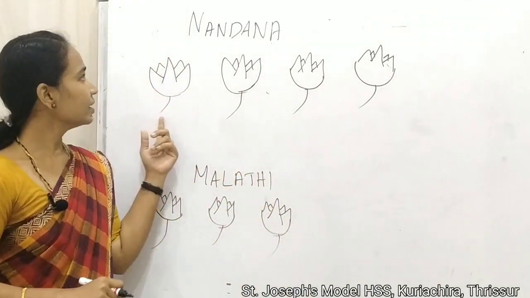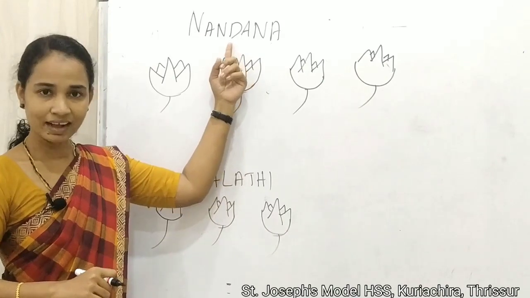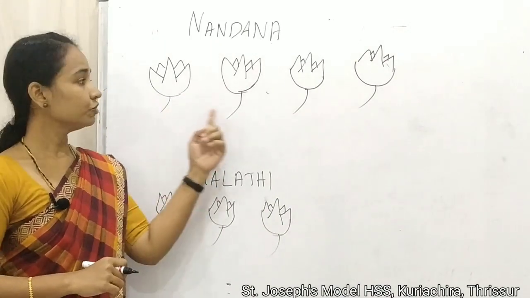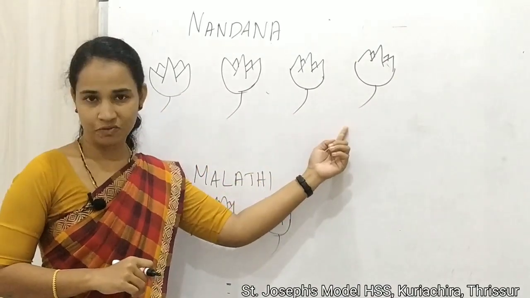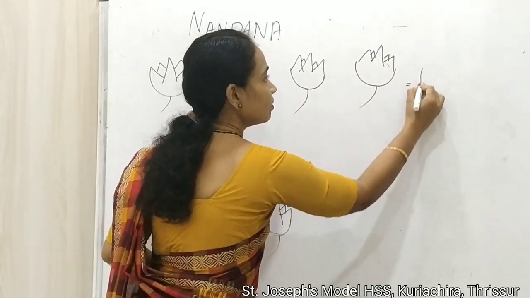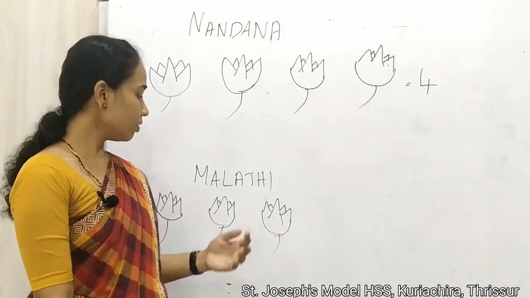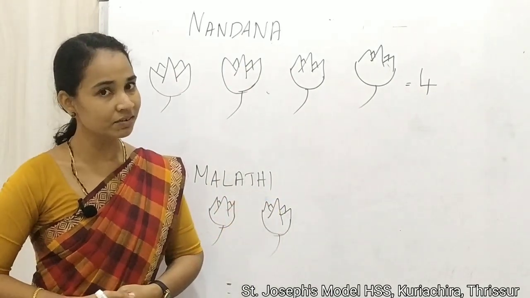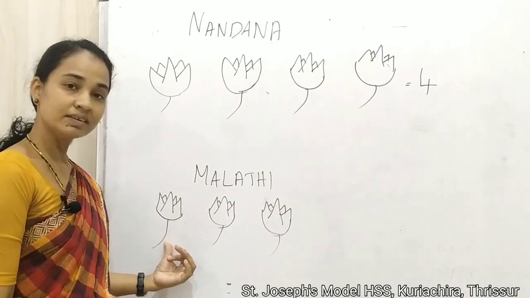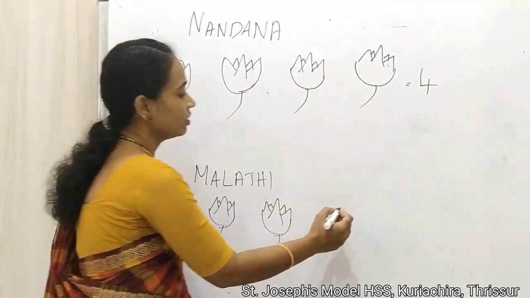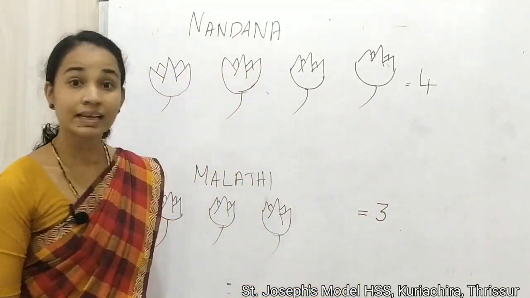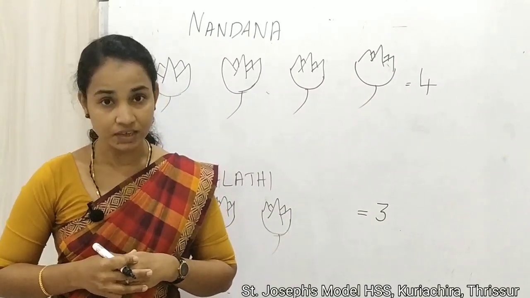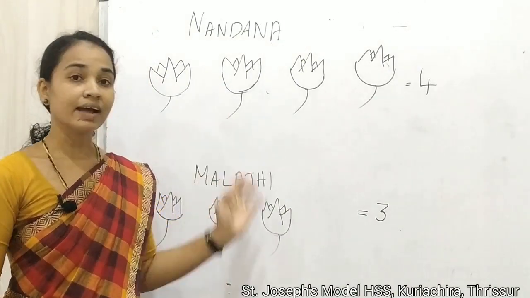Come on, let's see. These are the flowers collected by Nandana. How many lotus flowers are there? Let's count. 1, 2, 3, and 4. How many flowers? Yes, 4 flowers. Now, here are the lotus flowers collected by Malati. Can you tell me how many flowers? Yes, 1, 2, and 3. So, how many flowers? 3 flowers.